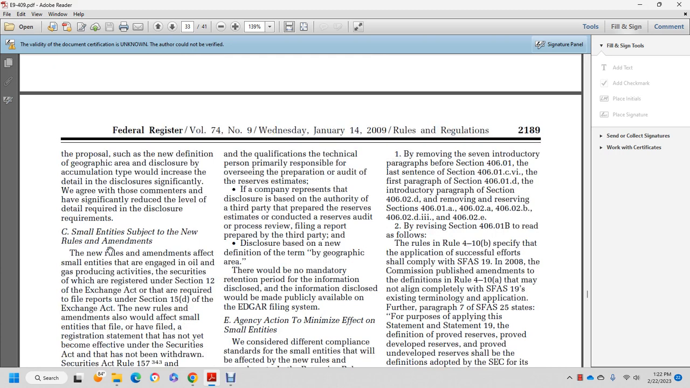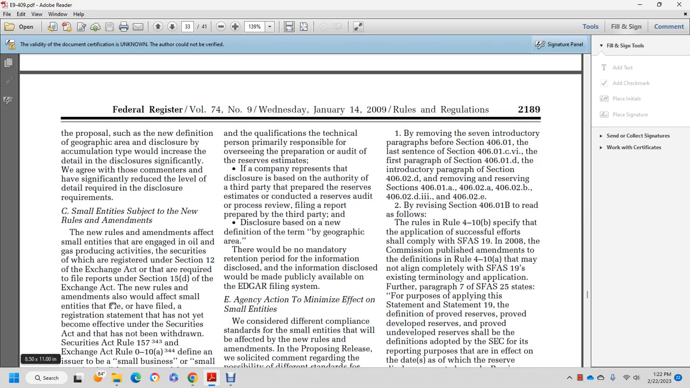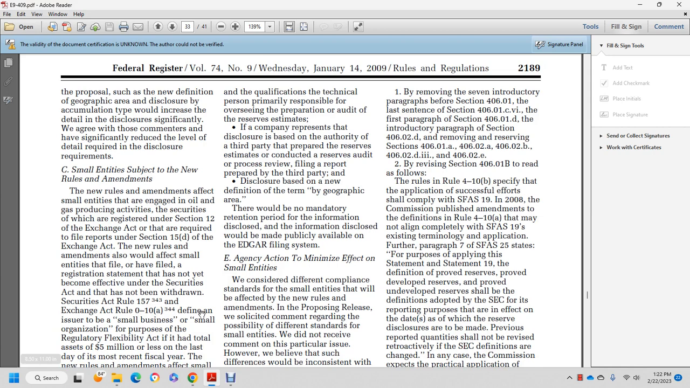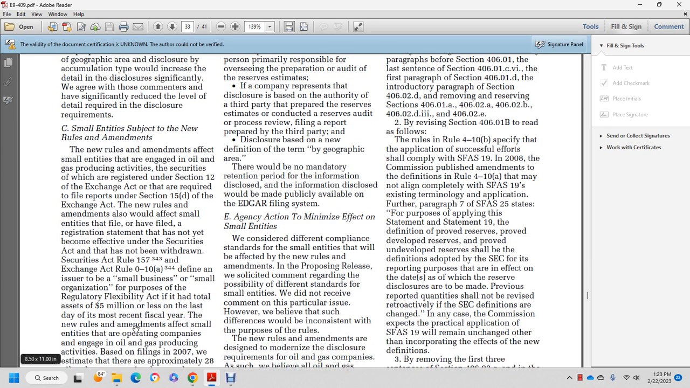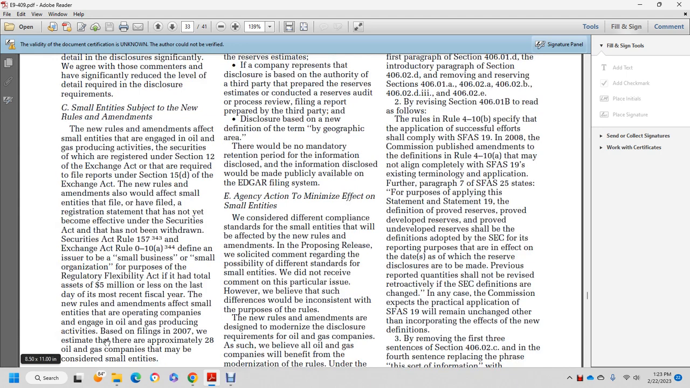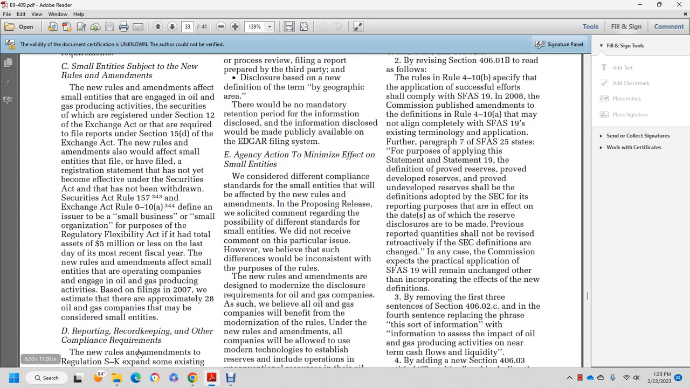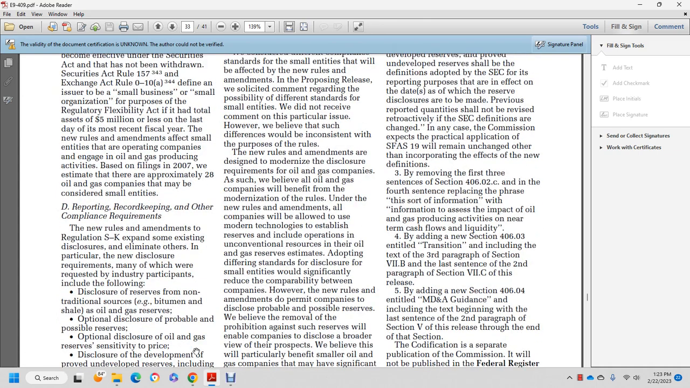Small entities subject to the new rules and amendments. The new rules and amendments affect small entities engaged in oil and gas producing activities whose securities are registered under Section 12 of the Exchange Act or who are required to file reports under Section 15(d) of the Exchange Act. The new rules and amendments would also affect small entities that have filed a registration statement that has not yet become effective under the Securities Act and have not been withdrawn. Securities Act Rule 157 and Exchange Act Rule 0-10(a) define an issuer as a small business or small organization for purposes of the Regulatory Flexibility Act if it had total assets of $5 million or less on the last day of its most recent fiscal year. The new rules and amendments will affect small operating companies engaged in oil and gas producing activities. Based on 2007 filing data, we estimate that there are approximately 28 oil and gas companies that may be considered small entities.